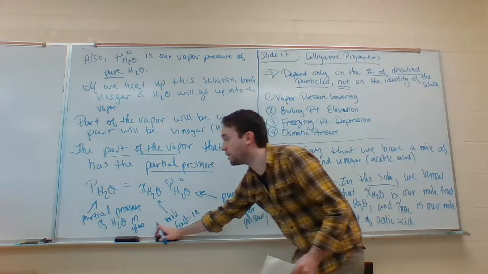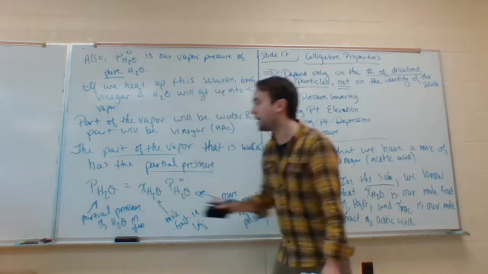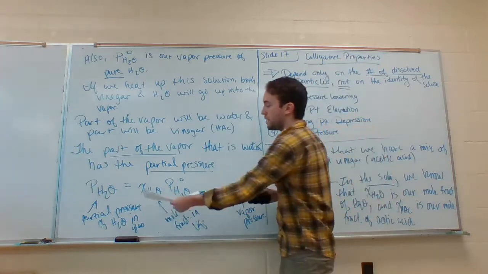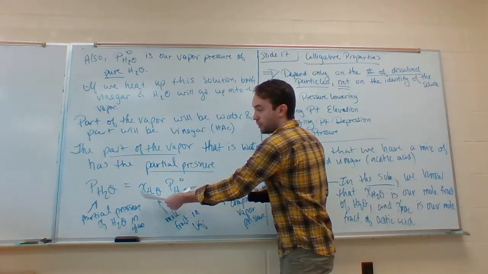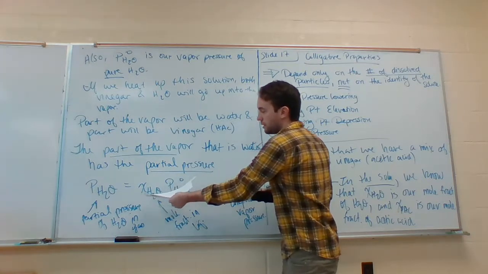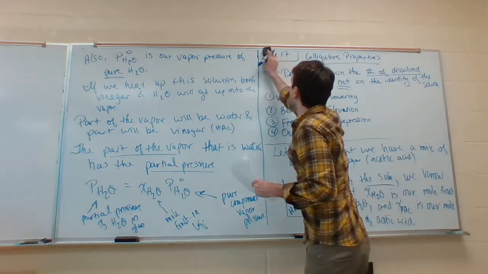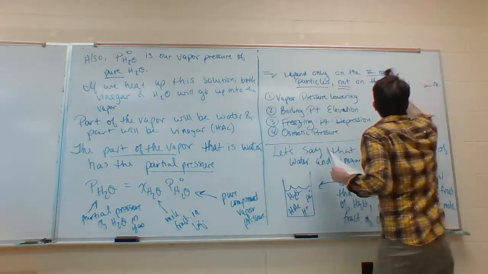So if we wanted to calculate our partial pressure of H2O in the gas, this would be how we calculate our partial pressure. We take the fraction in the liquid that's H2O, or the fraction of the liquid that is that species, and multiply it by what it would be if it were pure. All right? And you kind of think of it, right?